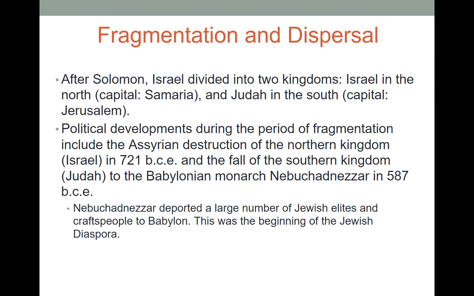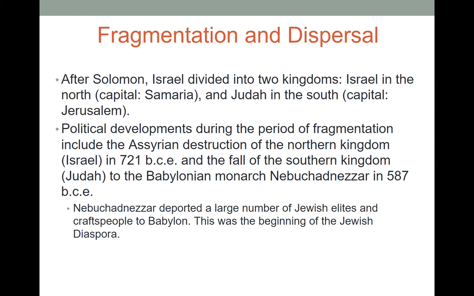So both emperors within Assyria and the Babylonian Empire, specifically the Babylonian monarch Nebuchadnezzar, begin what's called the Jewish diasporas. Essentially, what they begin doing is deporting a large number of Jewish elites as well as craftsmen throughout their empire. And this would be the beginning of a series of these diasporas.